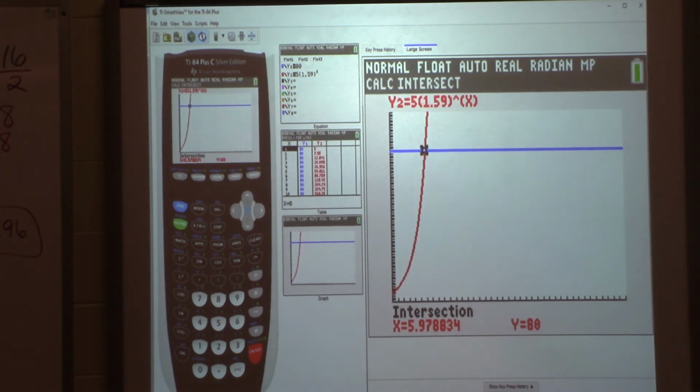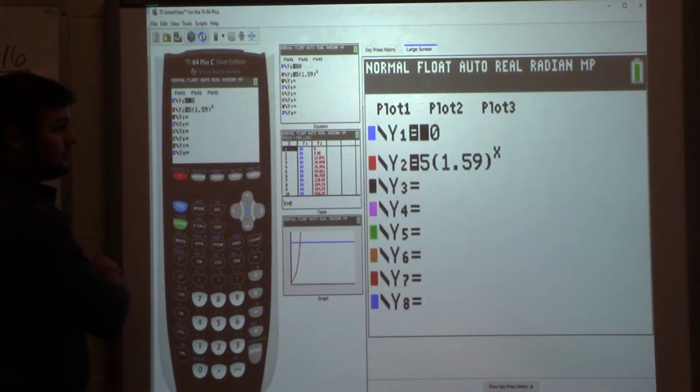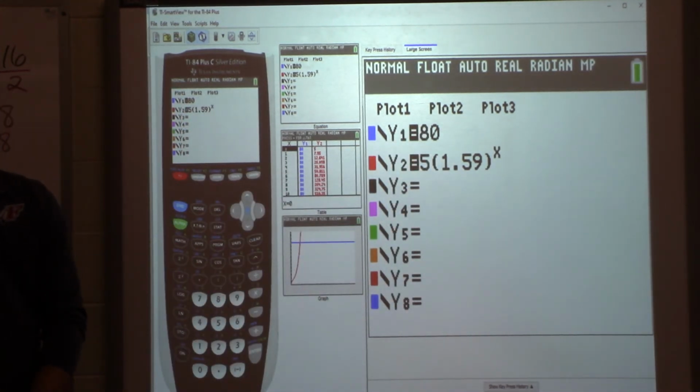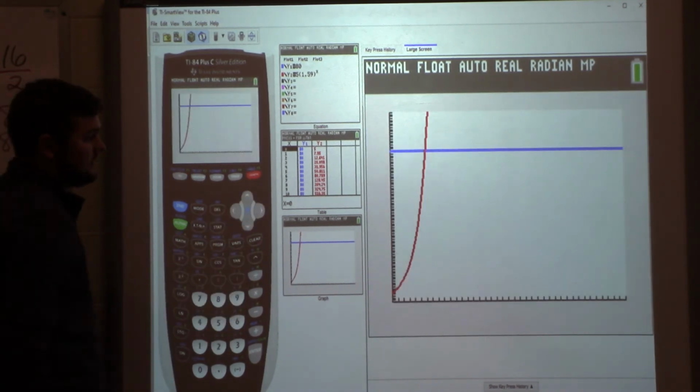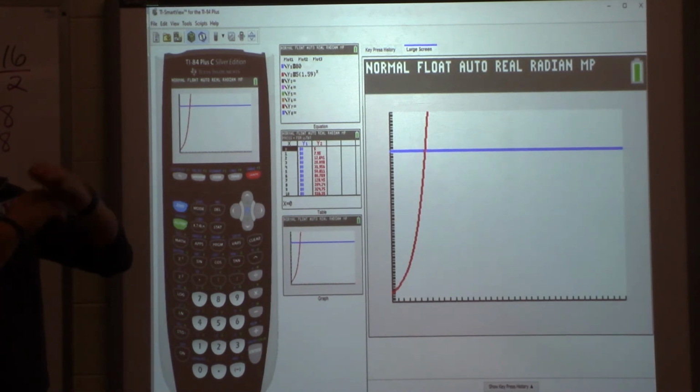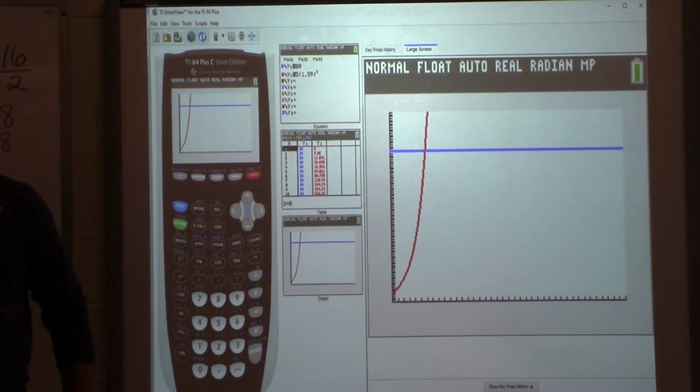Does that make sense? Yep. Do you want me to walk through it one more time? I'll go through it quickly one more time, alright? First thing you need to do is in y equals, put in both sides of your equation: 80 and 5 times 1.59 to the x power. Second thing you do is graph it. Change your window if you need to. Make sure it's set big enough so you can see the intersection point.